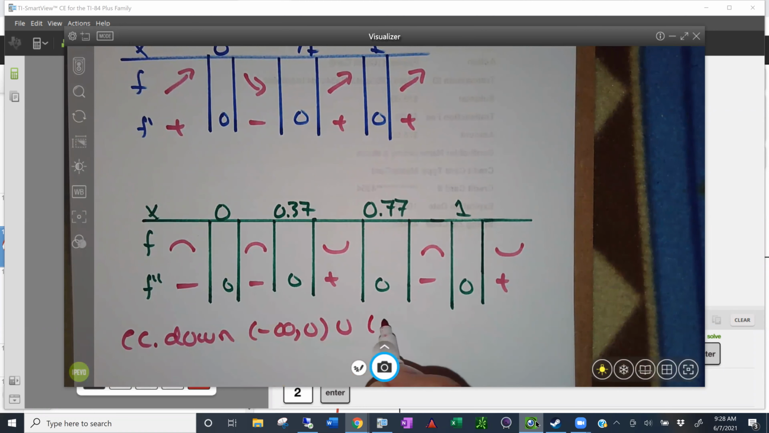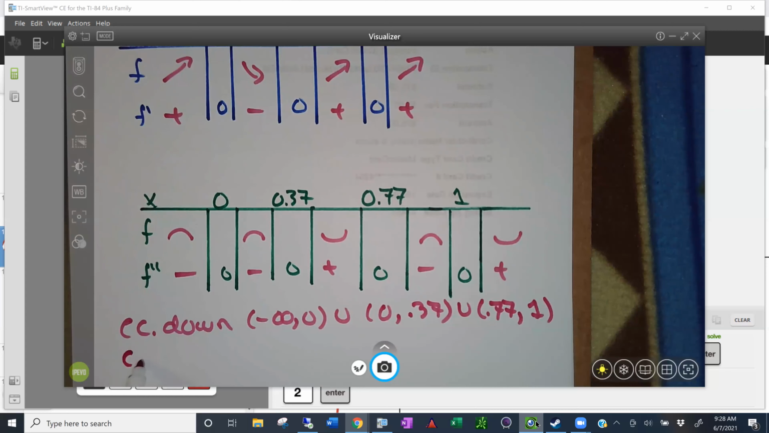0 to about 0.37, and union 0.77 to 1. That's where it's concave down. It's going to be concave up on the other intervals. So 0.37 to 0.77.